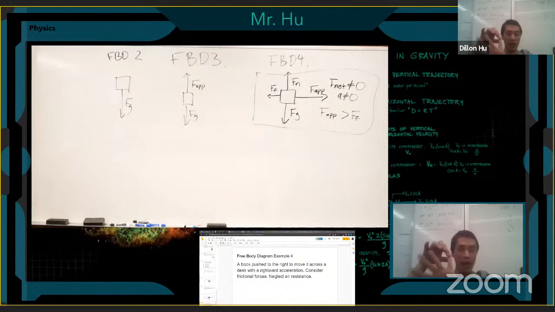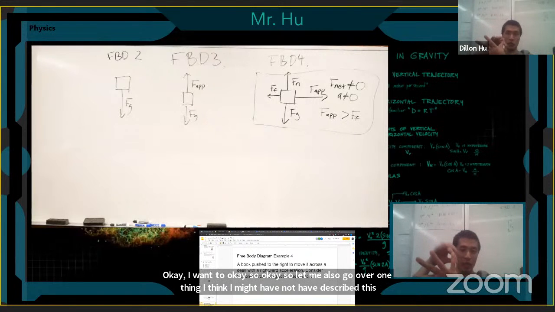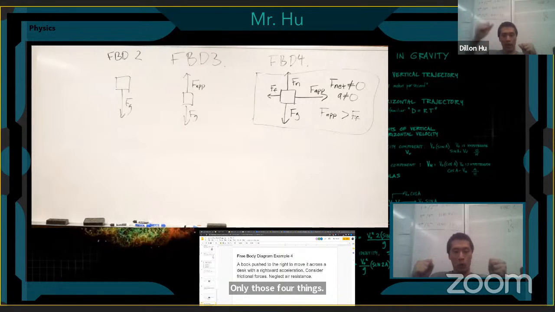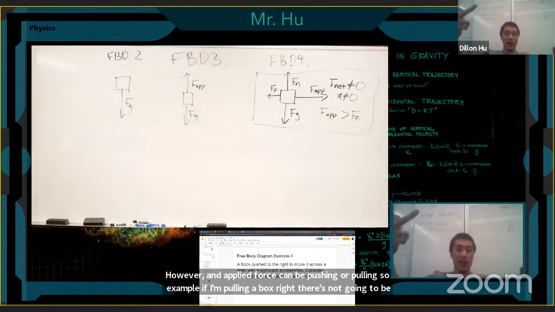However, an applied force can be pushing or pulling. So, for example, if I'm pulling a box, there's not going to be any tension there, but I am applying a force. Your applied force can be pushing or pulling, anything that doesn't really fit any of the above. It's like an external force. A tension force is only a force from a cable, rope, or any sort of connection.